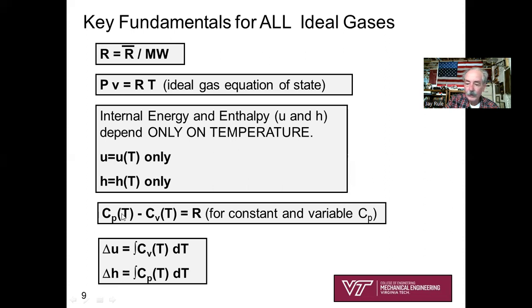Remember that for any ideal gas, C sub P minus C sub V always equals the constant R, whether C sub P is variable or constant. And then remember that delta U is the integral of CV dT. Delta H is the integral of CP dT for all ideal gases. And so when CV and CP are variable and you have air, that's what enables you to go to the Airtables.